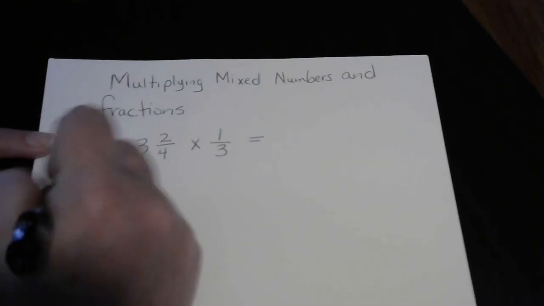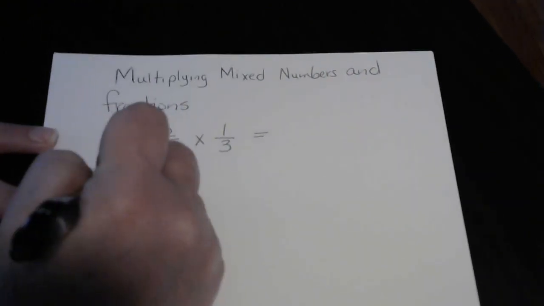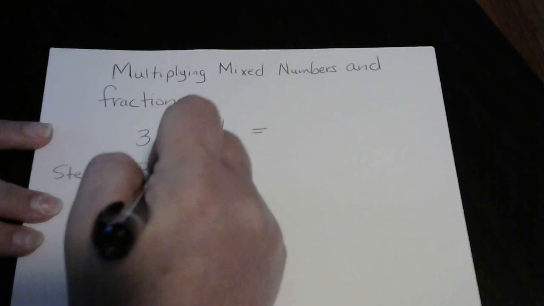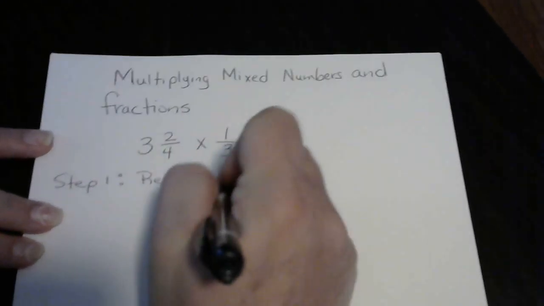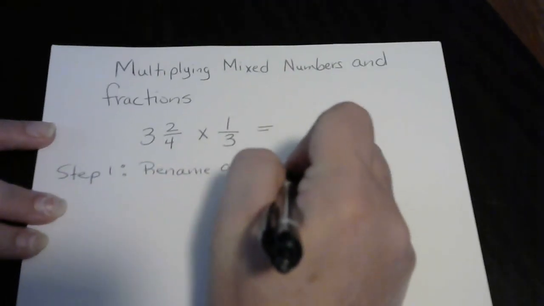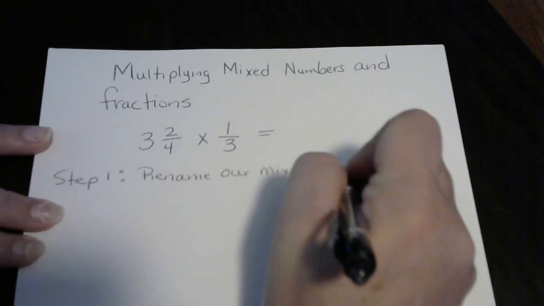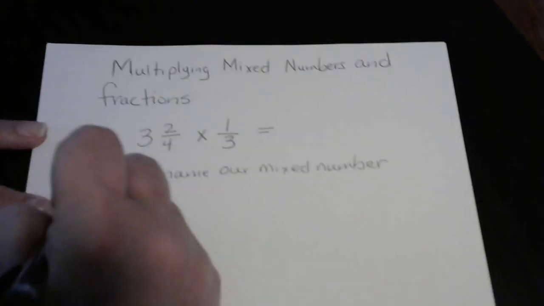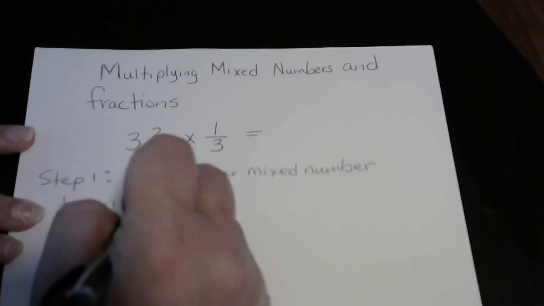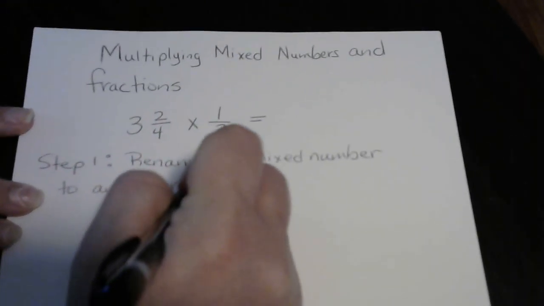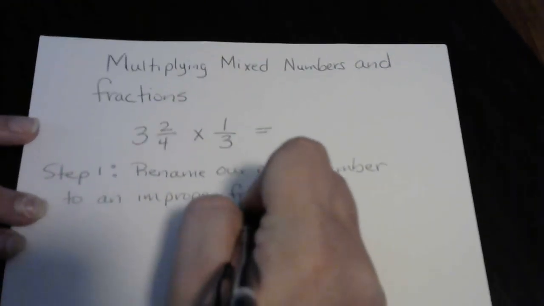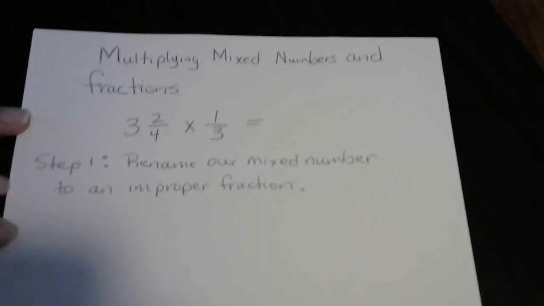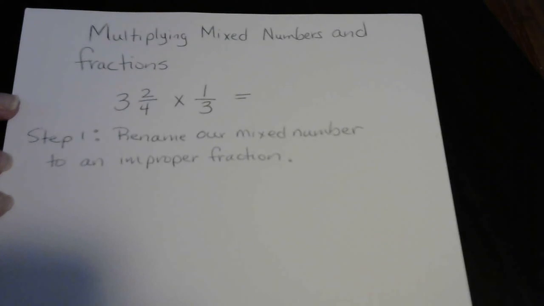So step 1, guys, we have to rename our mixed number to an improper fraction. Remember, an improper fraction is one where the numerator is greater than your denominator. We talked about this in class and we went over it. So how do I rename it?